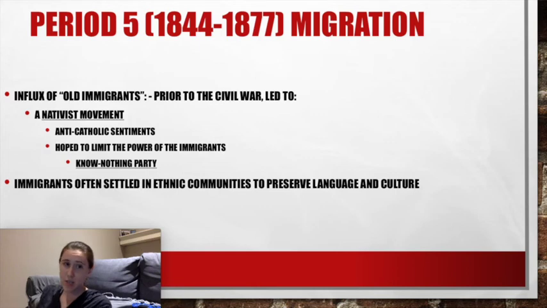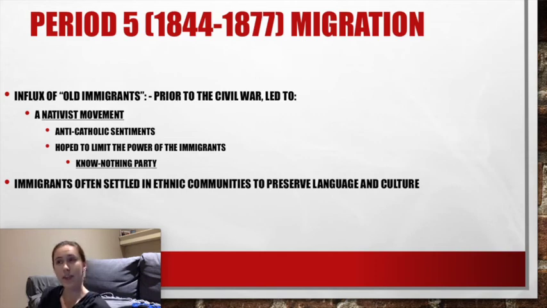And that reaction was the nativist movement, Americans uniting with this ideology that immigration should be stopped, and that immigrants that are currently within the United States should have a limit on their power, in particular their political power. Some of this nativist ideology is coming from anti-Catholic sentiments, in particular toward the Irish, who are Catholic at this time. Now, there is a political party that is formed from this movement known as the Know Nothing Party.